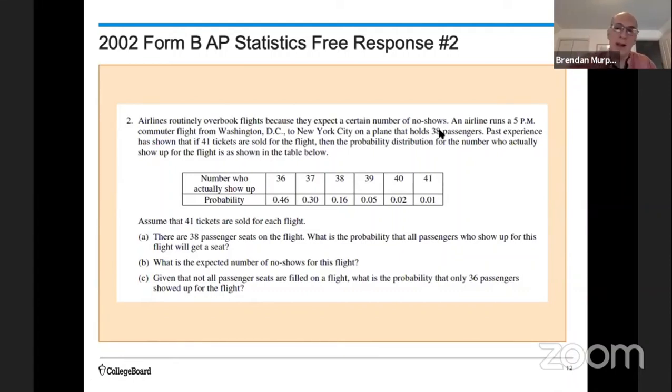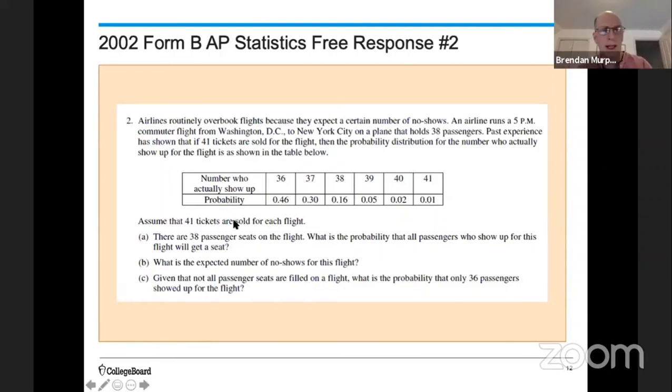They do that because they know some of the businessmen or whoever are going to miss the flight because of traffic, or their meeting went longer, or they decide to stay another day in the city. Then the probability distribution for the number who actually show up for the flight is as shown in the table below. The probability of 36 people showing up is 0.46, and 37 people, 0.30, et cetera. I would add up those 6 probabilities and want to get 1. If I got 0.999 something, I wouldn't be overly upset, but in a perfect world I want that number to be 1.